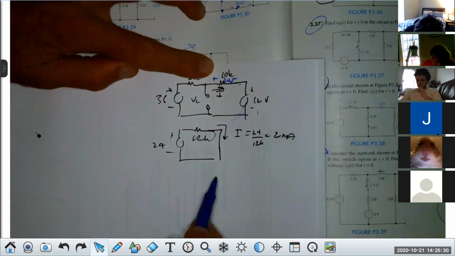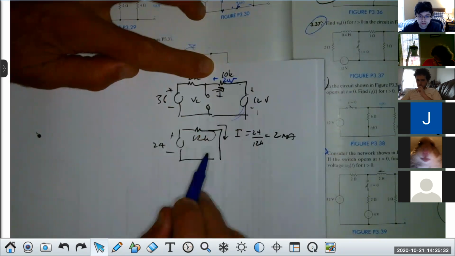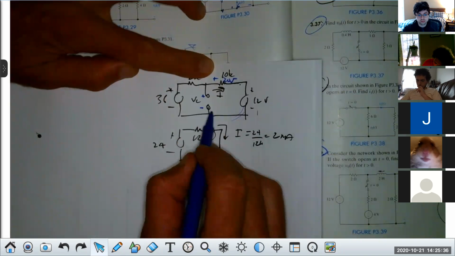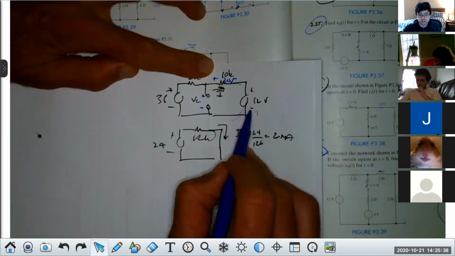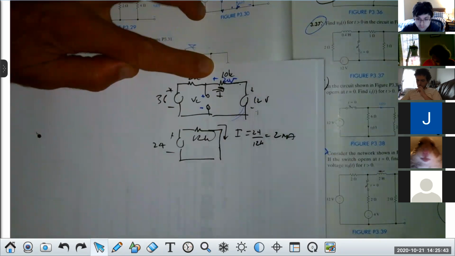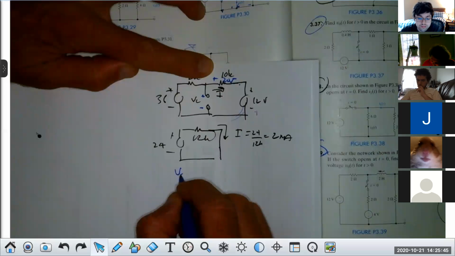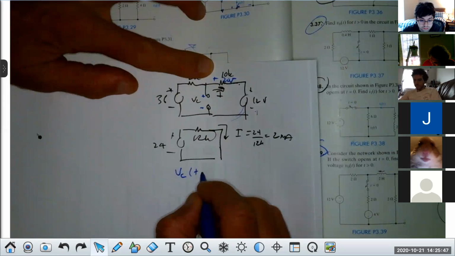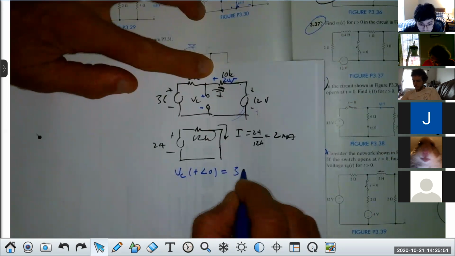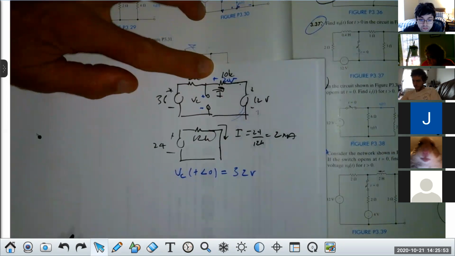Now, if I've got that voltage here, what is the voltage minus the plus? It would be what? An increase of 12 and then an increase of 20, or 32 volts, isn't it, class? So my voltage across the capacitor for T less than 0 would be 32 volts. You good with that? Yes. Thank you.